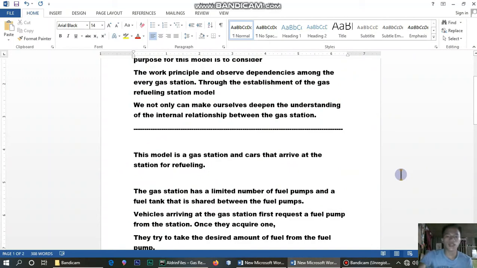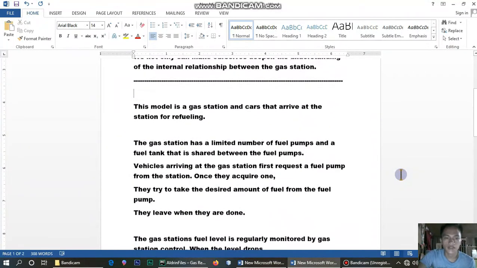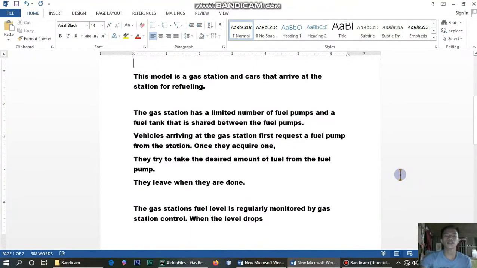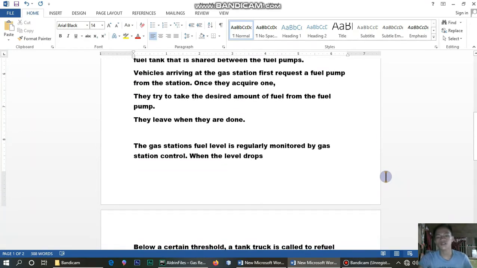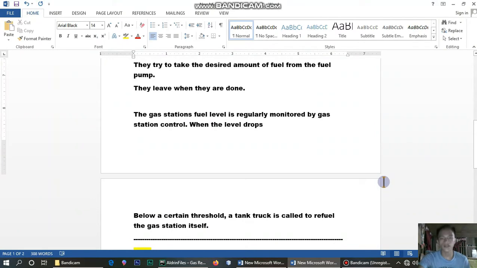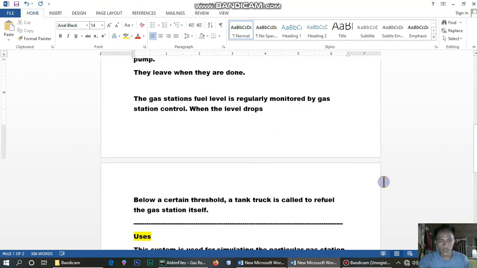This model is a gas station and a car that arrives at the station for refueling. The gas station has a limited number of fuel pumps and a fuel tank is shared between the fuel pumps. Vehicles arriving at the gas station first request a fuel pump from the station. Once they acquire one, they try to take the desired amount of fuel from the fuel pump. They leave when they are done. The gas station fuel level is regularly monitored by the gas station control. When the level drops below a certain threshold, a tank truck is called to refuel the gas station itself.